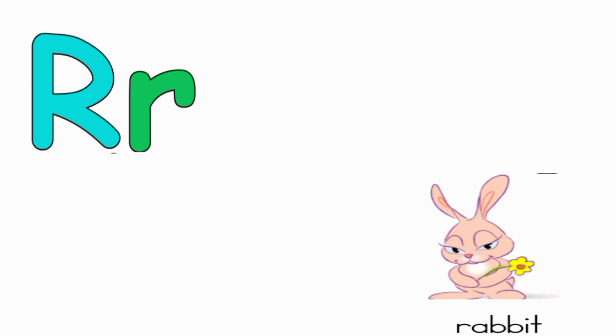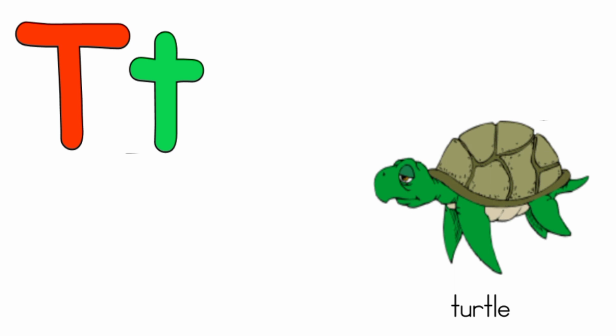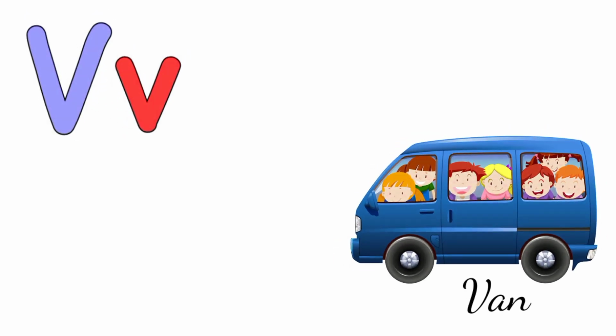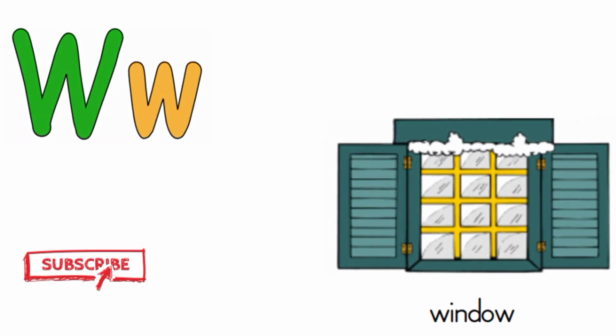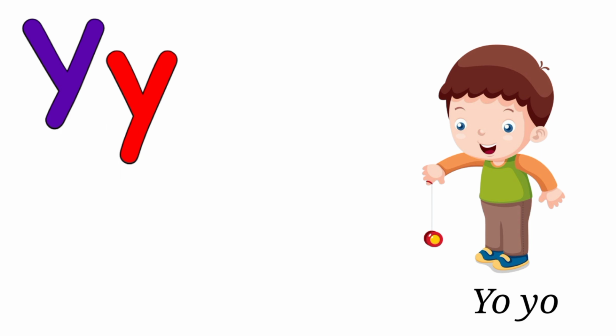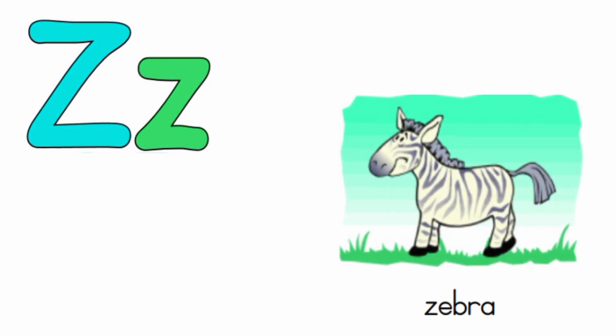R. R for rabbit. S. S for sun. T. T for turtle. U. U for umbrella. V. V for van. W. W for window. X. X for x-ray. Y. Y for yo-yo. Z. Z for zebra.